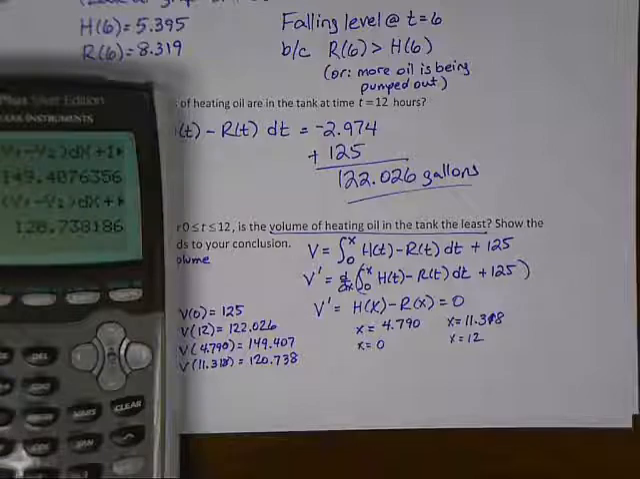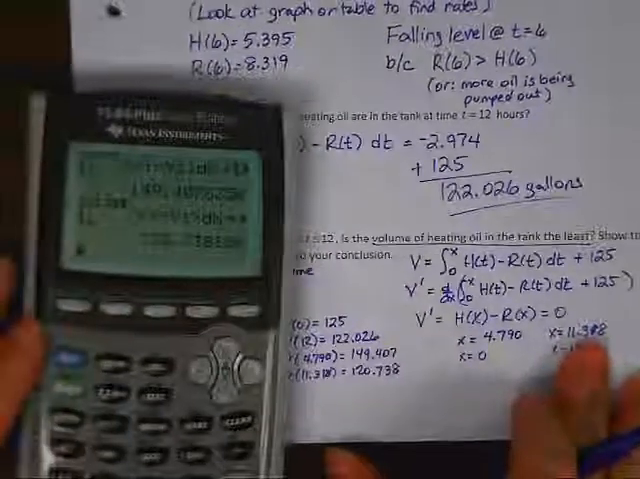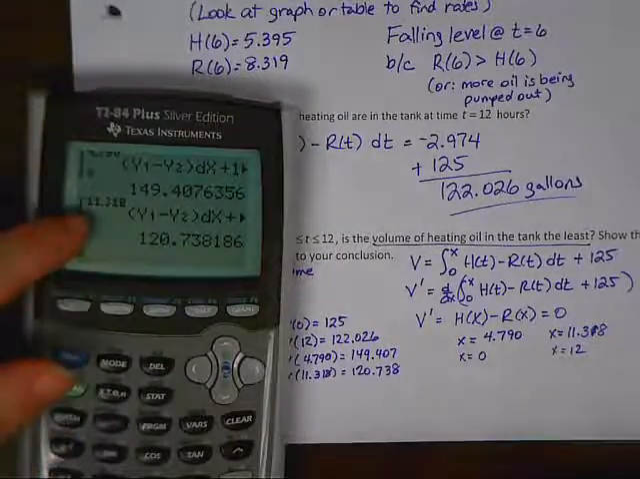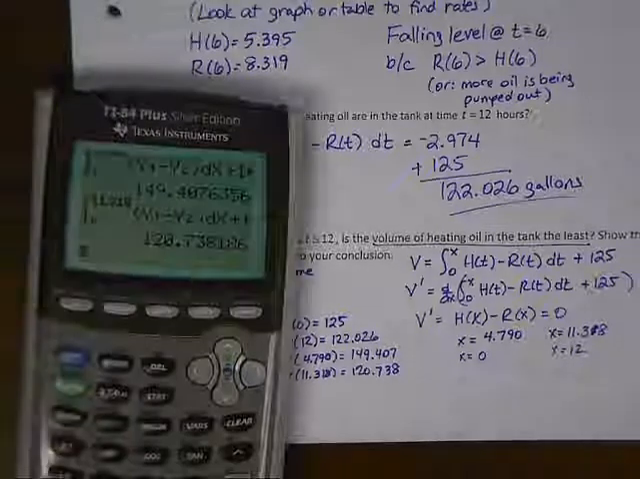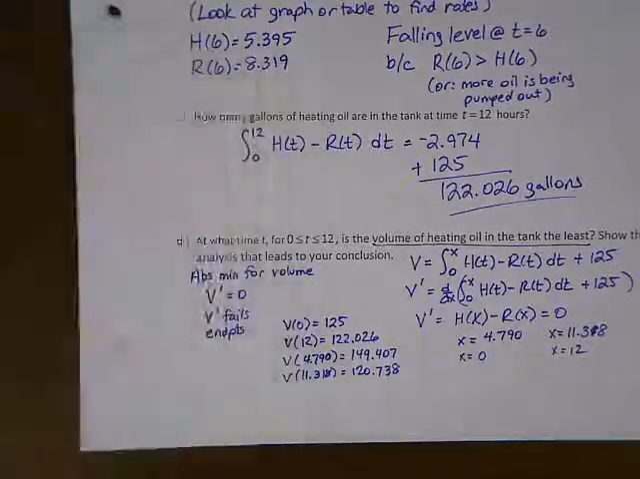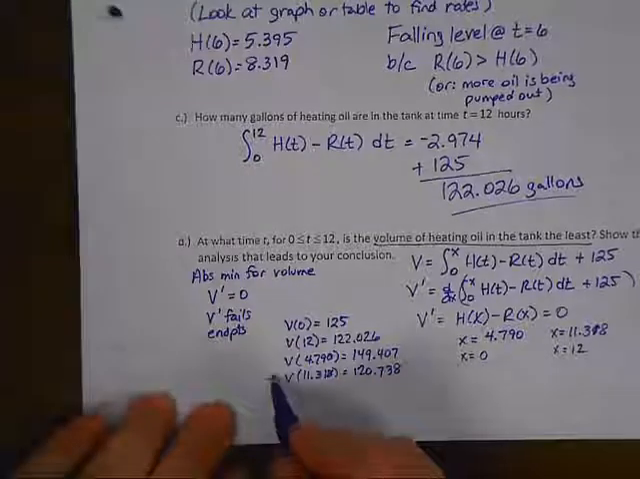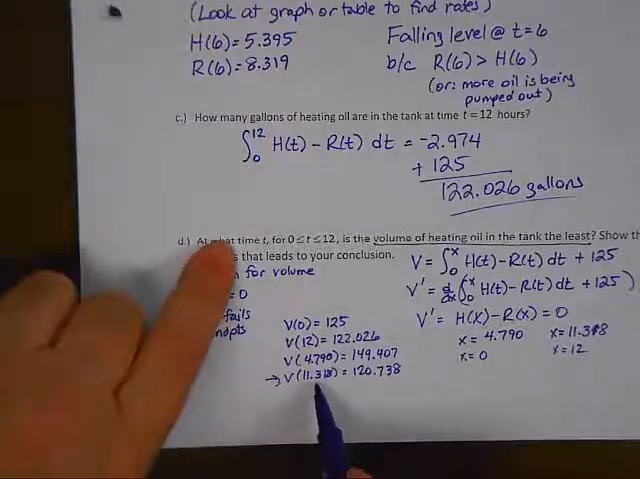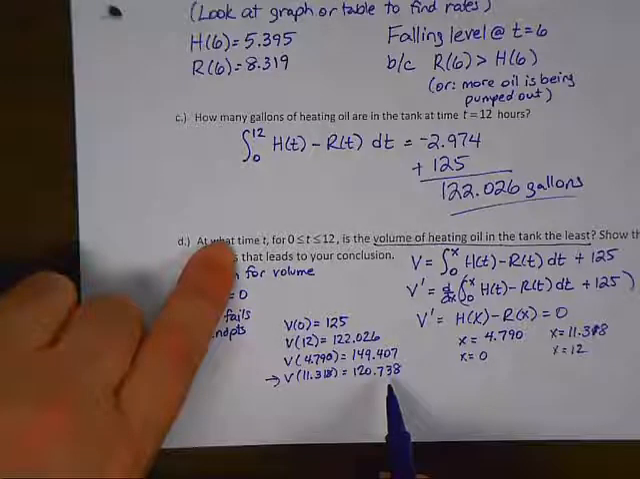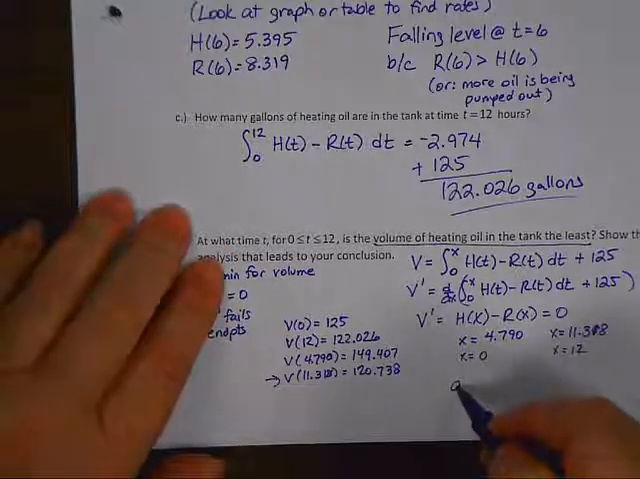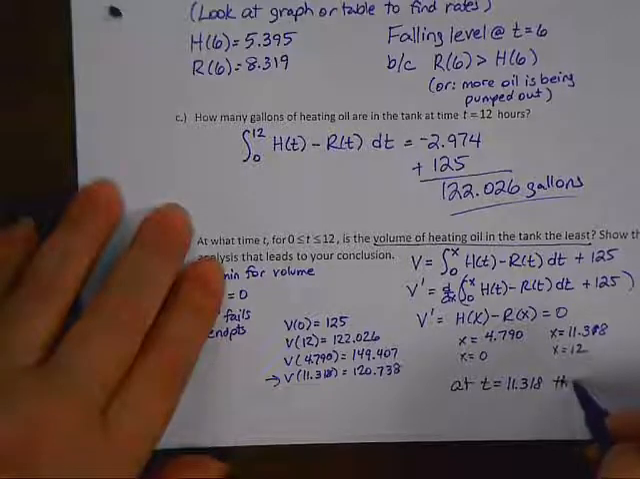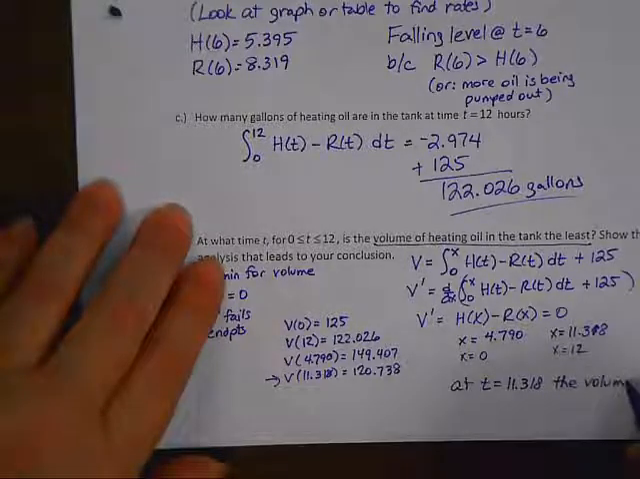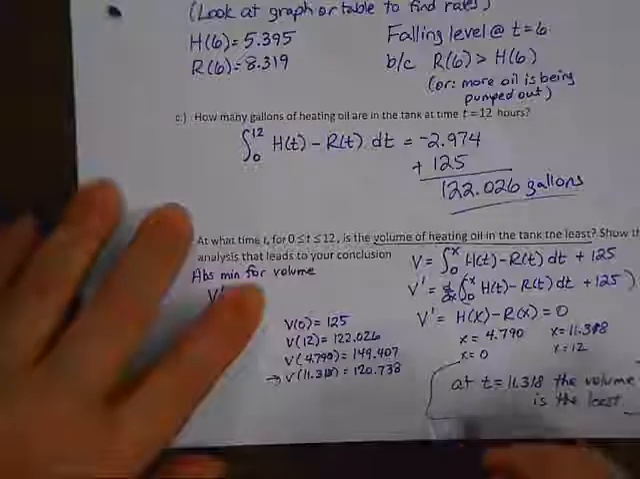But do y'all see what I'm doing? You can't see my calculator, I'm sorry. It's 0 to whatever that number is, because that's where x goes, y1 minus y2, plus the 125. So which one is the minimum? Yes, 11.318 is the min. Now, what do I want, the 11.318 or the 120? Which one is my answer? 11. At t equals 11.318, the volume is the least.